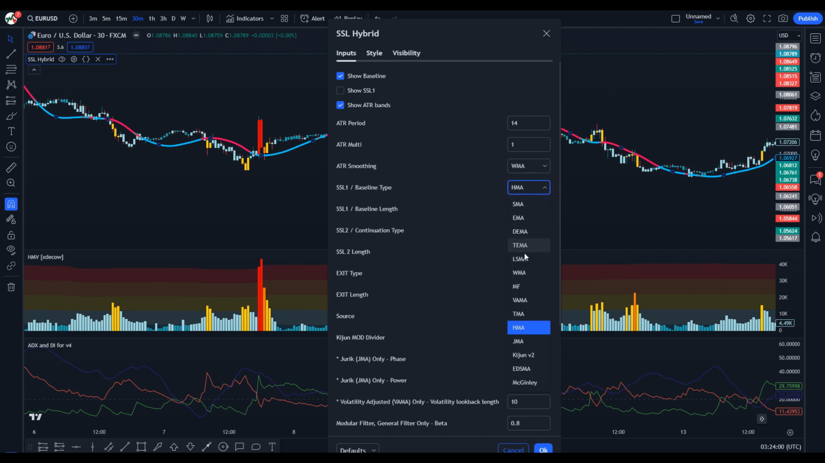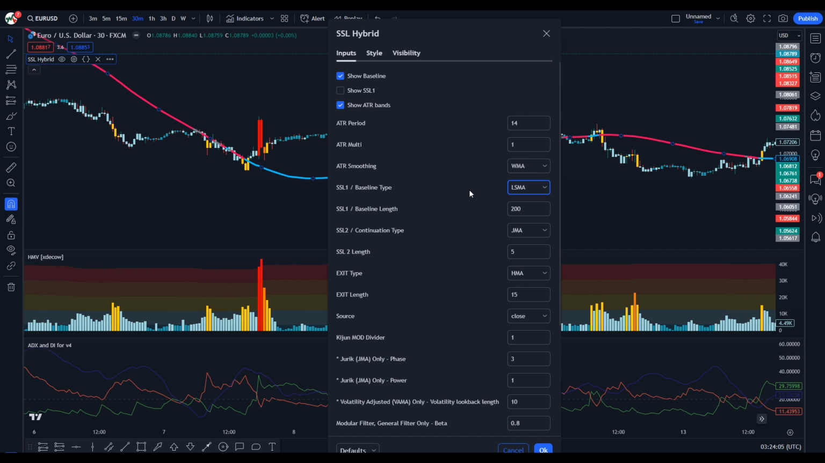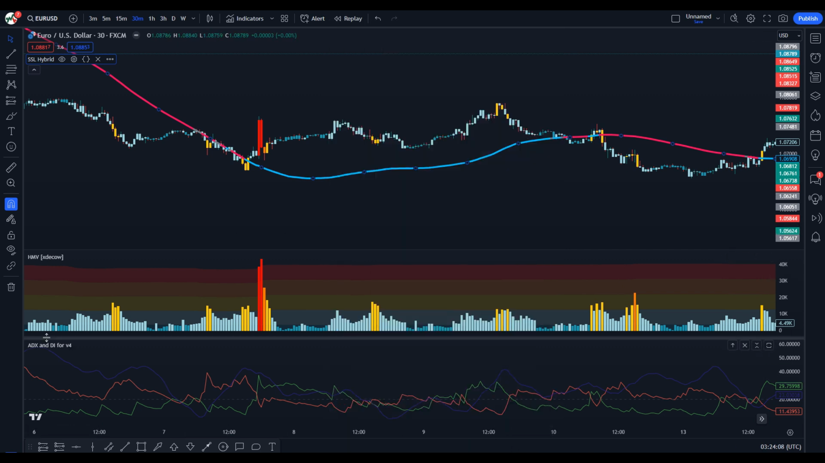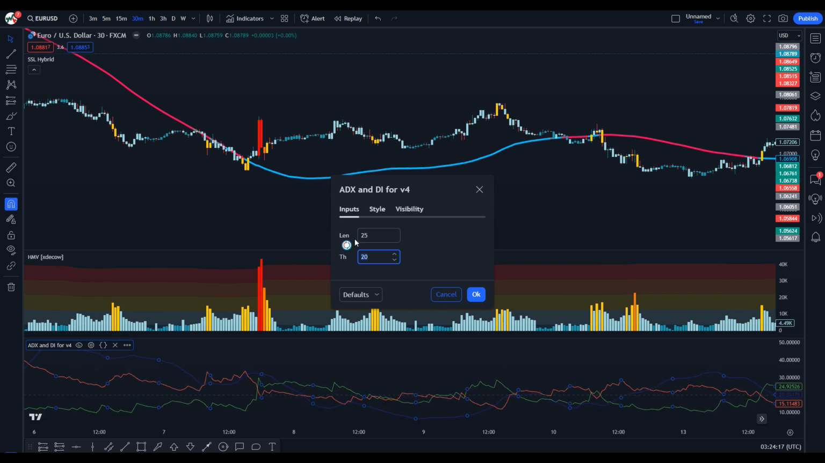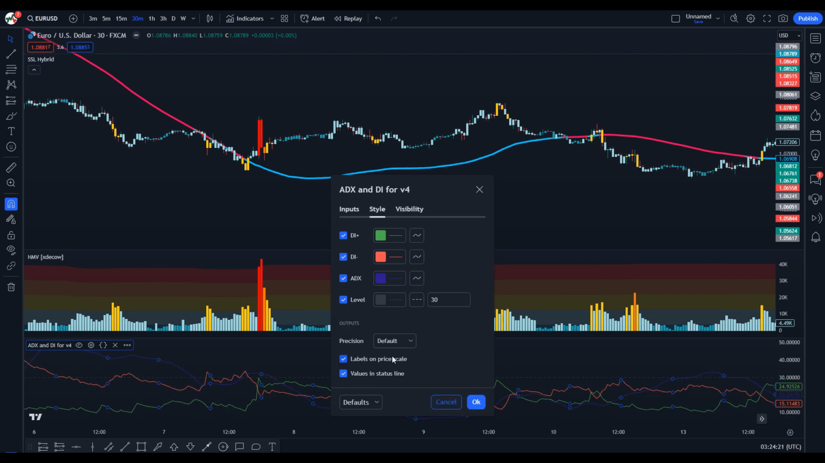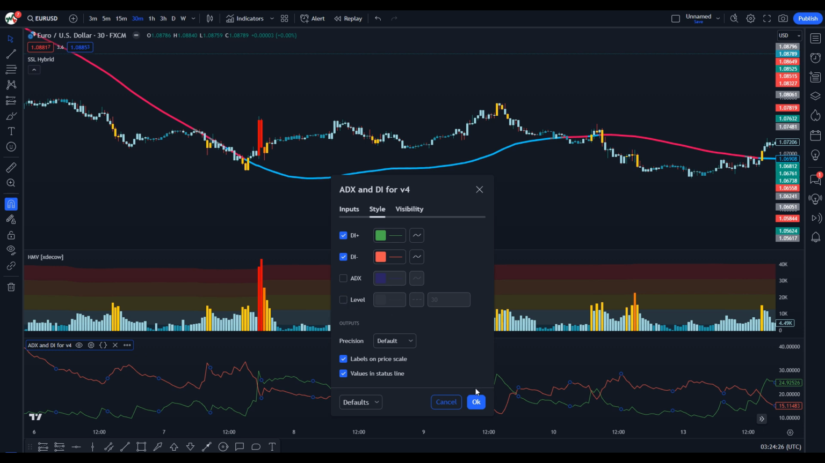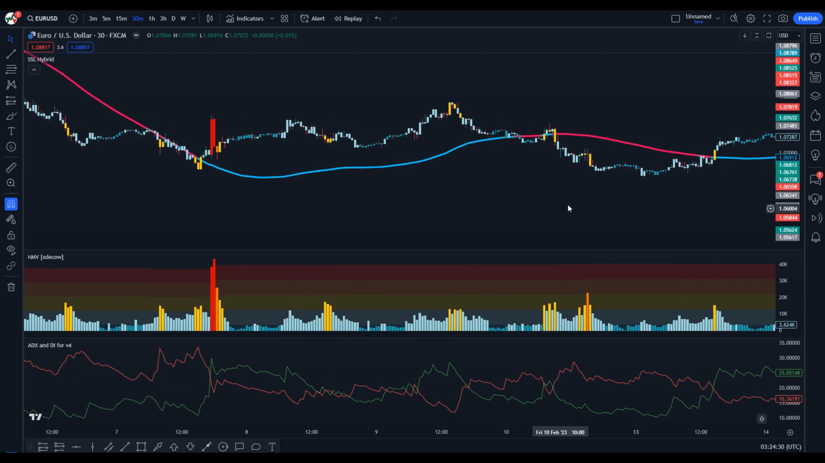Now let's adjust the settings of the ADX and DI, so we want to change these parameters. The length from 14 to 25, and the threshold from 20 to 30. In the style section, let's uncheck ADX and the level. And finally the volume indicator is going to be on the default settings.